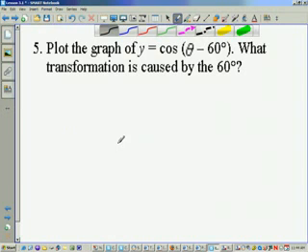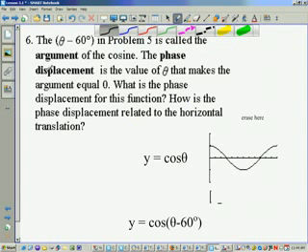Plot the graph of cosine of theta minus 60. What transformation is caused by that? Well, if you plot it, you probably don't even need to plot it to be able to see that this just moves it to the right 60 degrees.